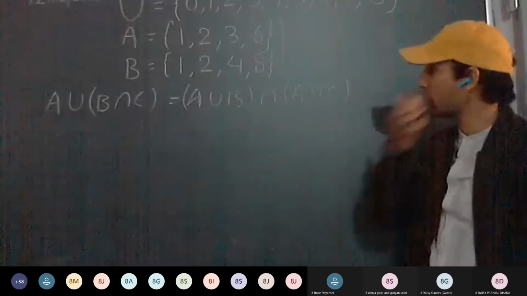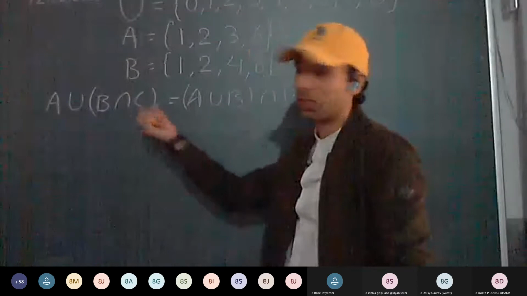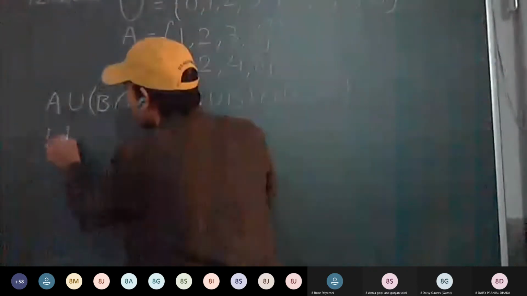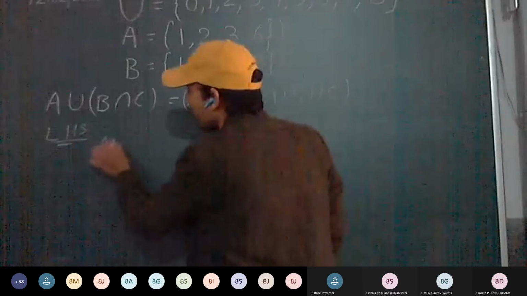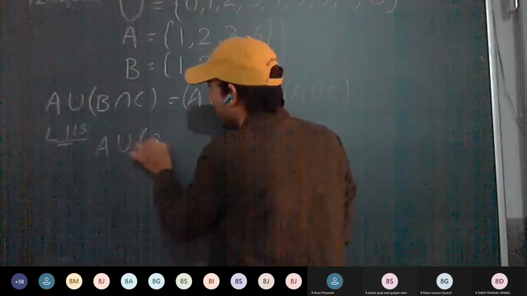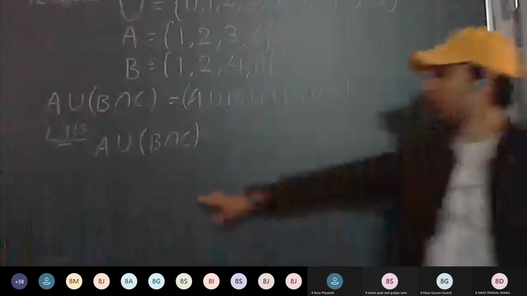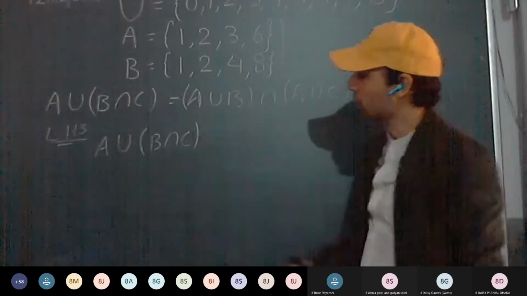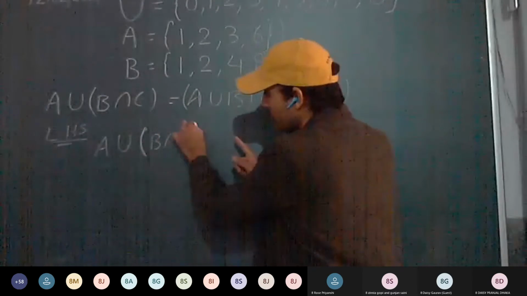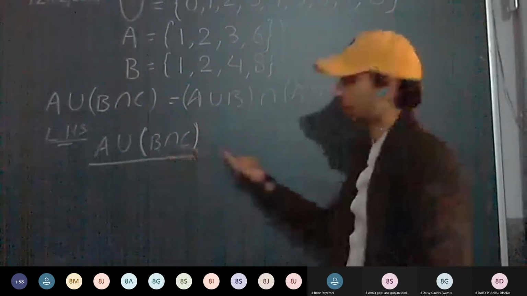Okay. So first, what will we be calculating? First, we'll be finding the left hand side. A union (B intersection C) we have to find. Everyone pay attention here. This we have to find first. So first we'll be finding what? First we'll be solving the bracket.